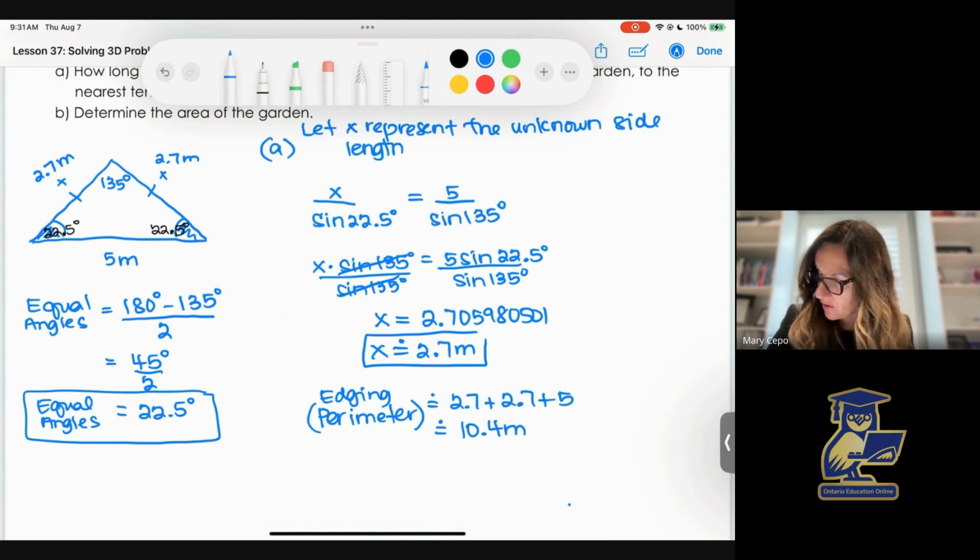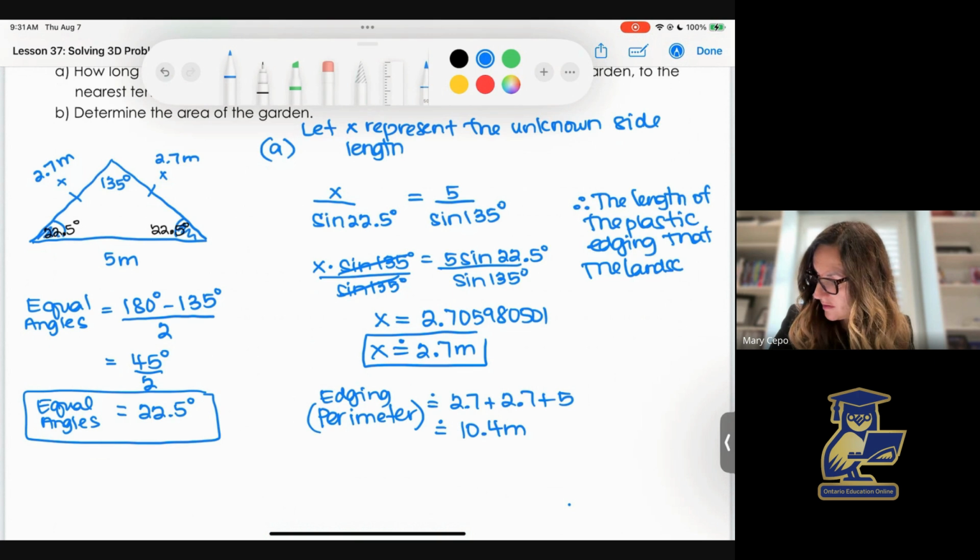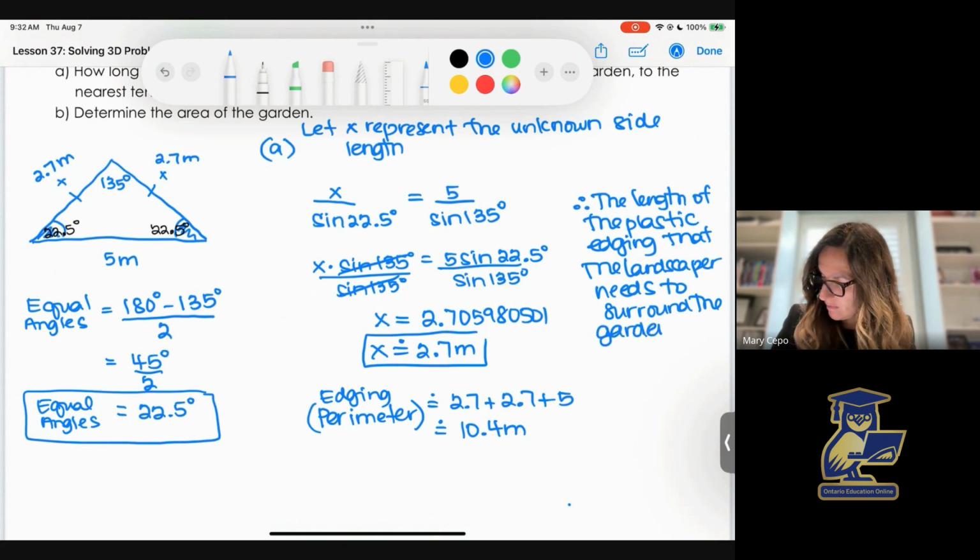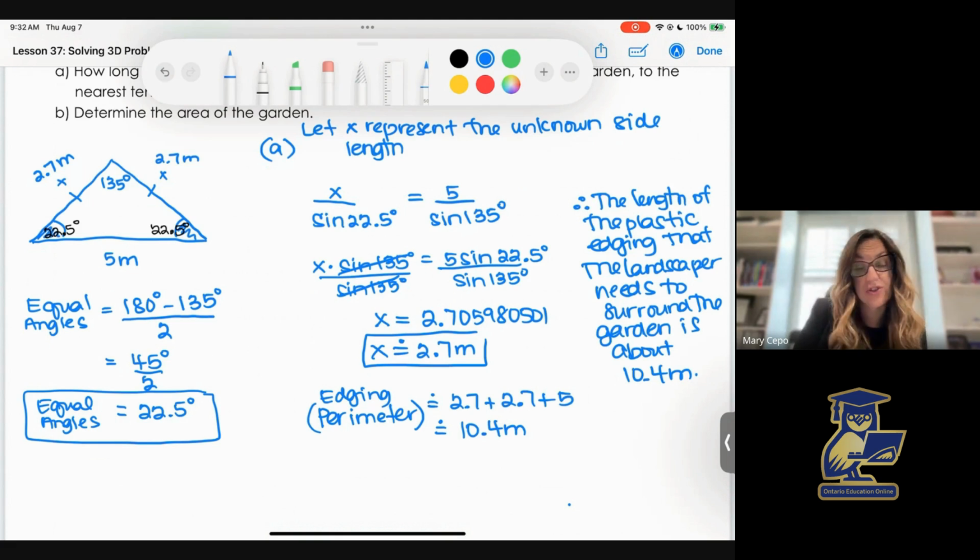Okay, so again, don't forget to answer the question. Therefore, the length of the plastic edging, and you're just rewriting the question with the answer, that the landscaper needs to surround the garden is about 10.4 meters. That's it. Now we need to determine the area of the garden.